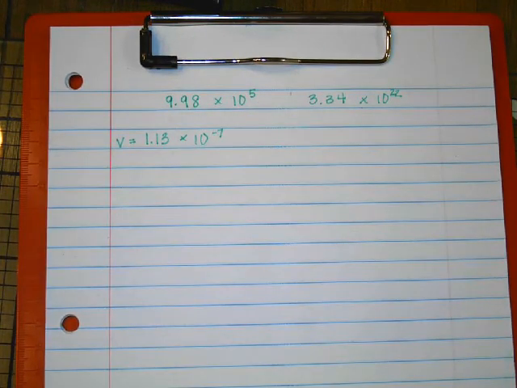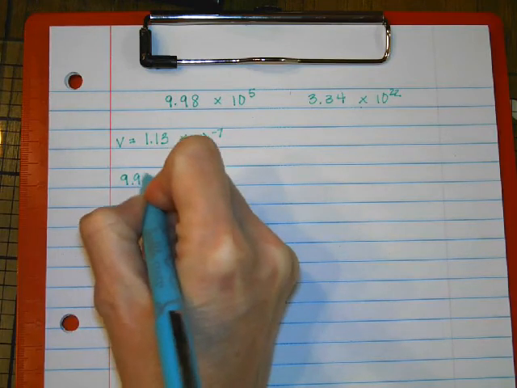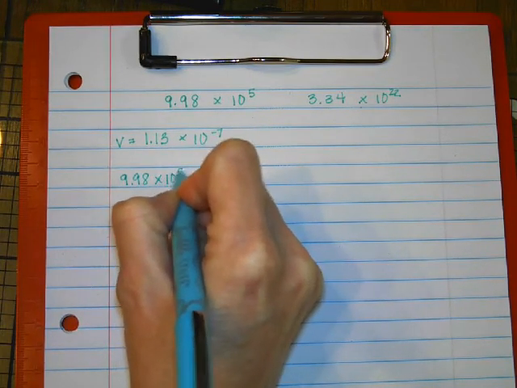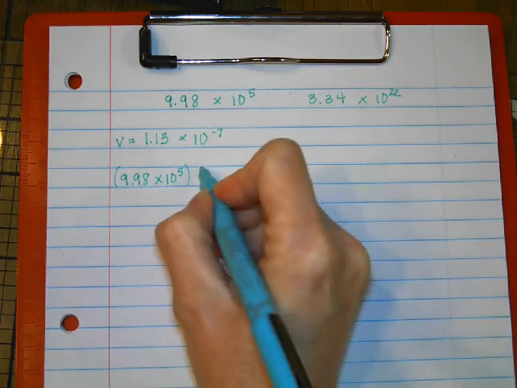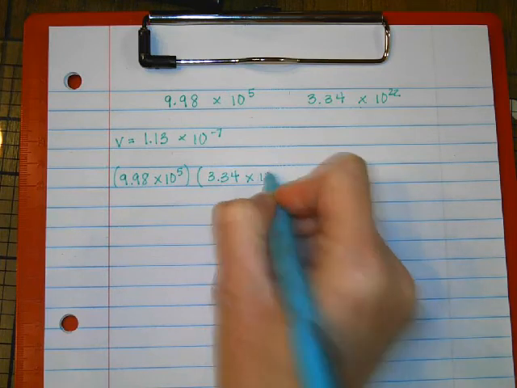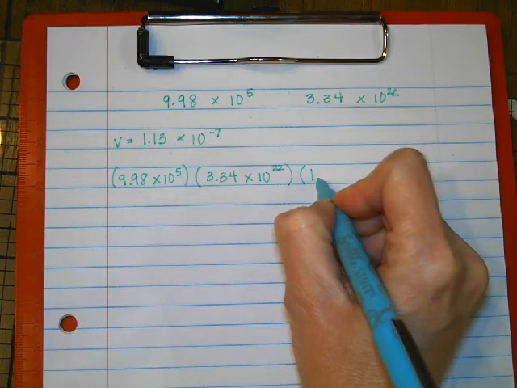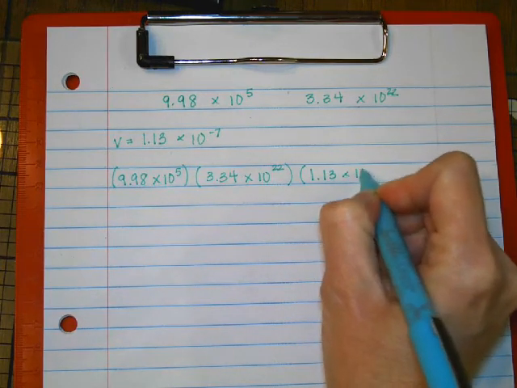All right, so we're inside your story problem, and they're asking us to analyze the information that we have. To do this, they want us to take our 3 things, and they want us to multiply them together. So they want us to take our first one, which is the 9.98 times 10 to the 5th, and multiply it by our second value, 3.34 times 10 to the 22nd. And they want us to multiply by the last thing, which is 1.13 times 10 to the negative 7.